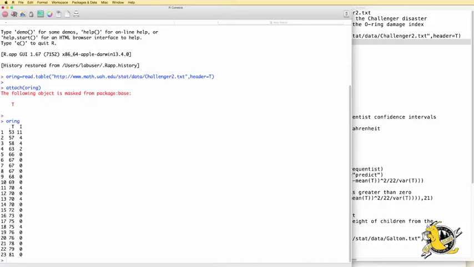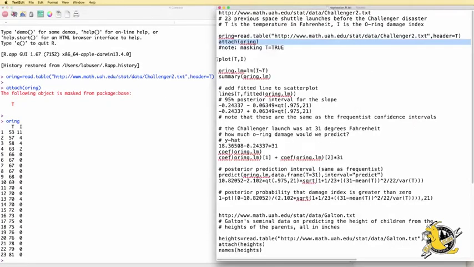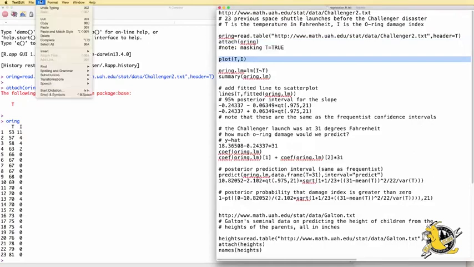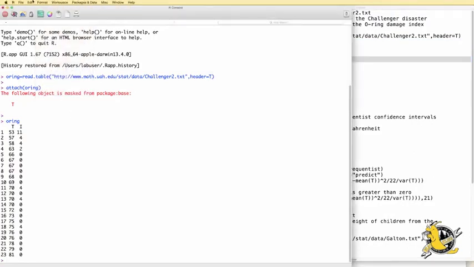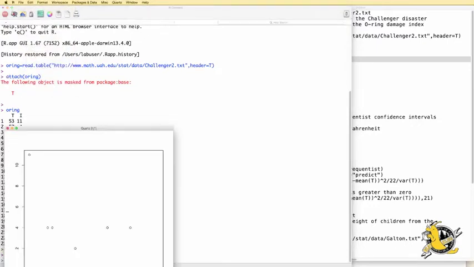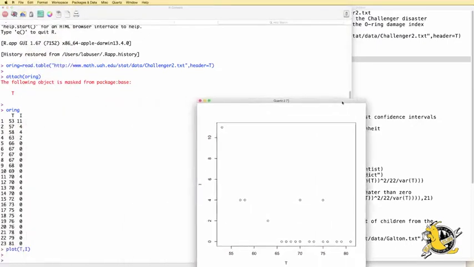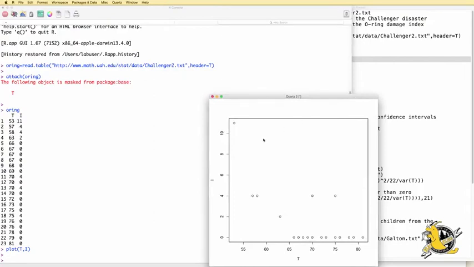So just to verify, here's our data set. We read in all 23 rows. We've got temperature and damage. We can make a quick plot of this, visualize the data. Here we can see the 23 previous launches. All of the launches that had no damage were on warmer days. All of the launches on colder days had some type of damage. So there does look like there's some effect of temperature on the state of the O-rings.